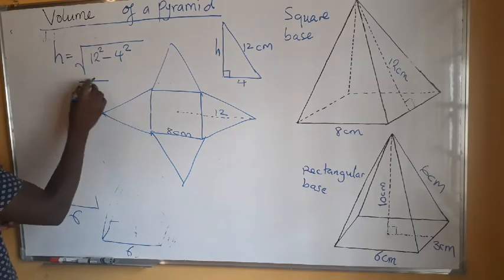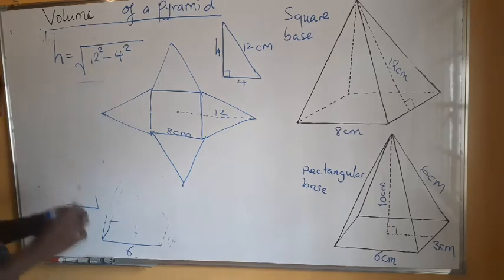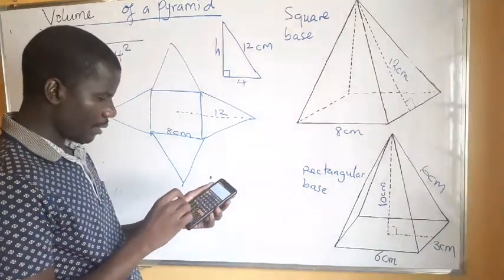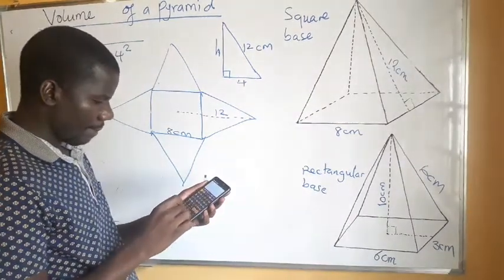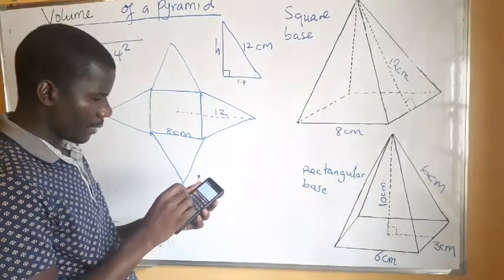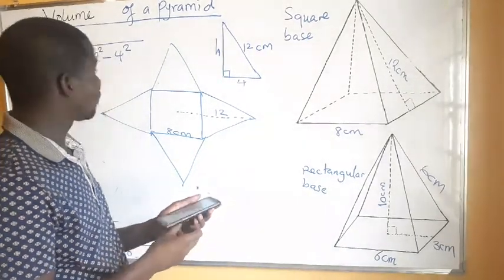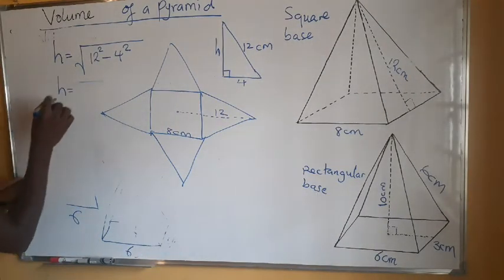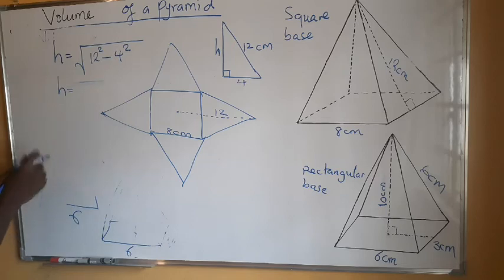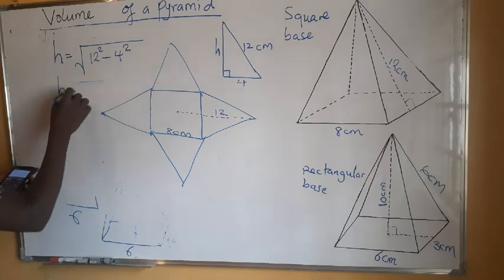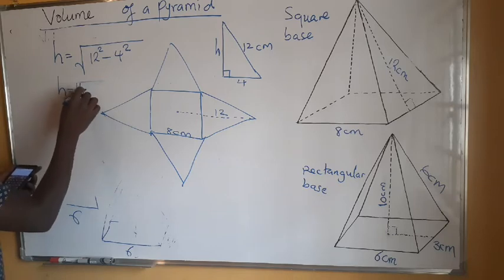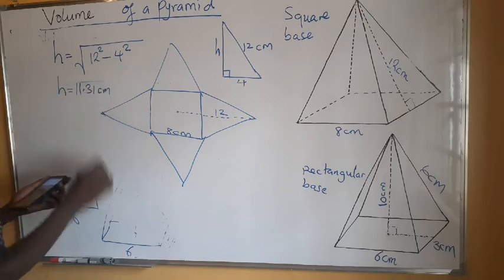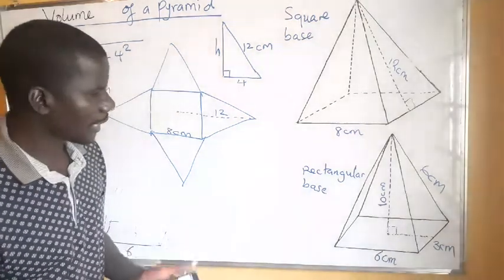So we are going to have, can you use our calculator without wasting time? 12 squared minus 4 squared. Okay, 12 squared minus 4 squared. That is our h. So what we are going to get as our h is going to be, I'm getting 11.31. This is what I'm getting. 11.31. Okay?